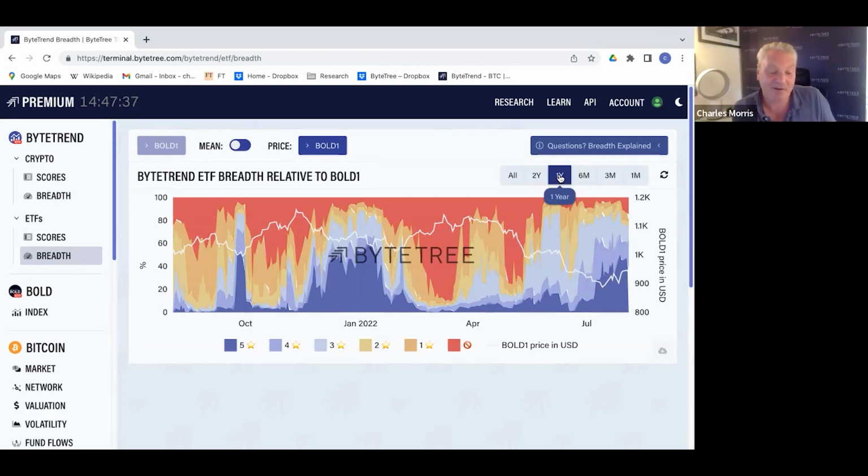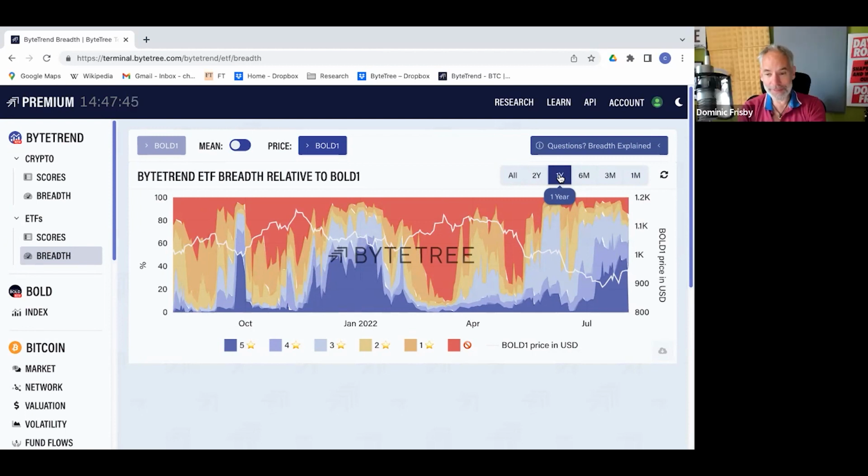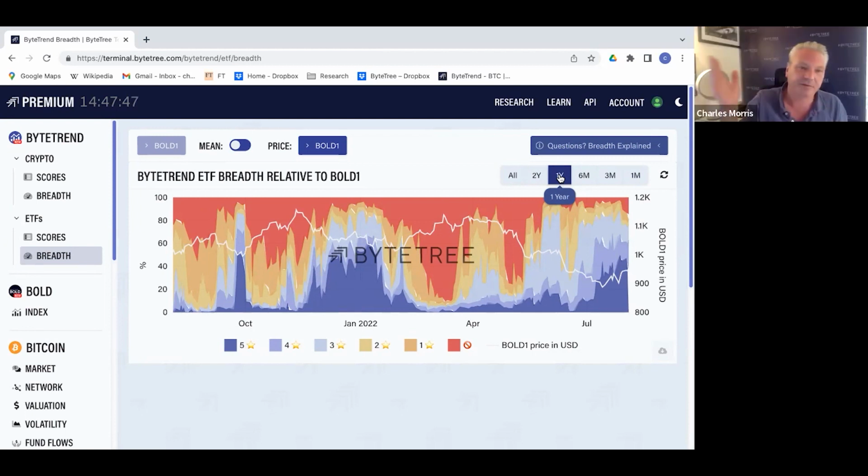And what we've done here at ByteTrend, Dominic, is weights and measures. We've given weights and measures to charts. We've got a framework that we can put on any chart. It's just going to grow. We're going to do more ETFs. We're going to do macro. We're going to do lots of stuff. It's going to be a lot of fun.